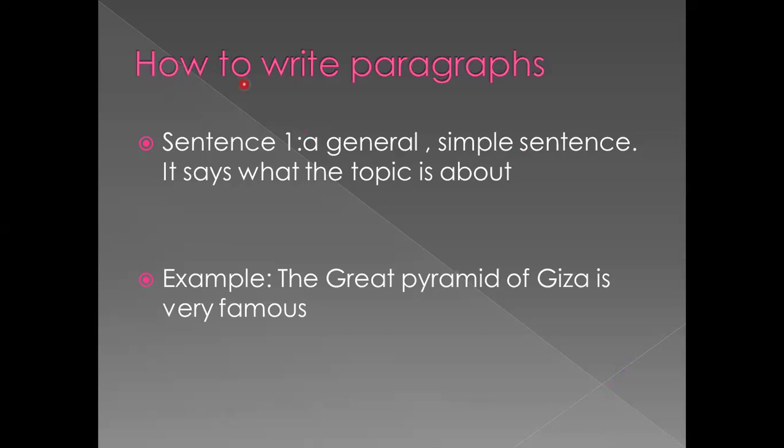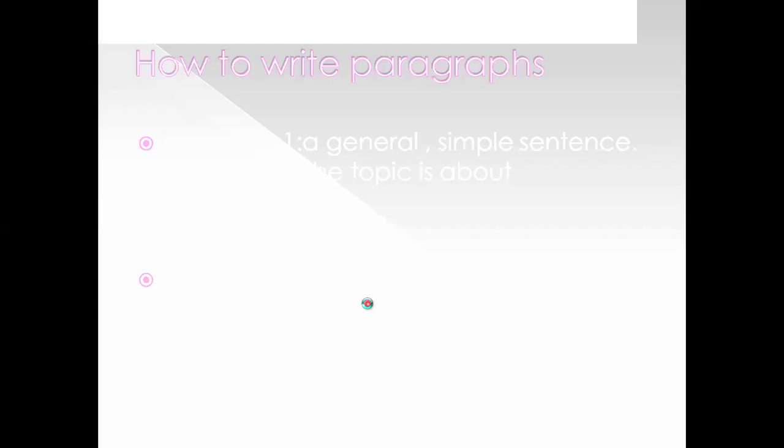How to write a paragraph? First of all, the paragraph consists of many sentences. We have sentence one. Sentence one is a general, simple sentence. It says what the topic is about. Like what? For example, the Great Pyramid of Giza is very famous. So, is this the topic sentence? Yes, this is the topic sentence.